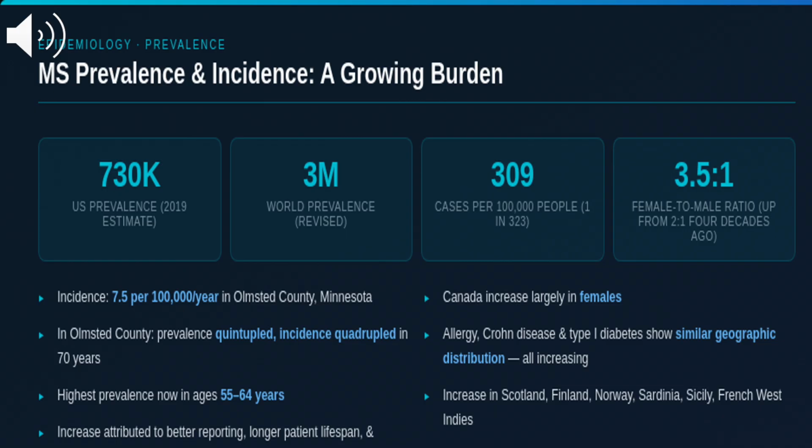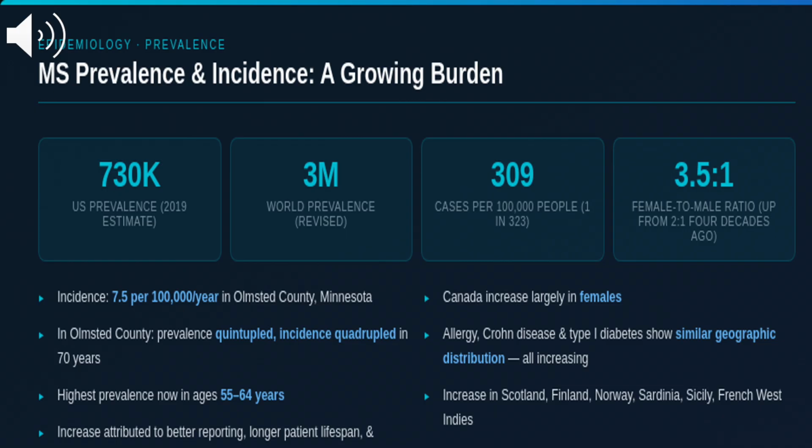The increase in Canada has been documented as occurring predominantly in females. Whatever environmental changes are driving the modern increase in MS incidence appear to be disproportionately affecting women, pointing to sex-specific environmental exposures, hormonal interactions with environmental factors, or immune regulatory differences between the sexes.